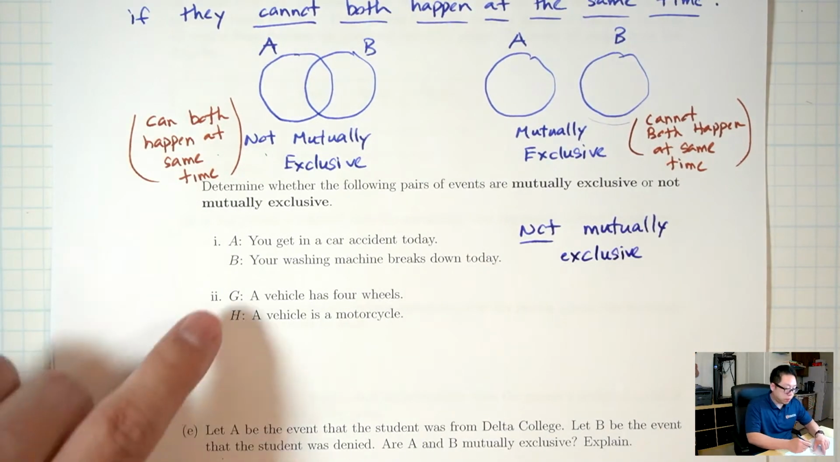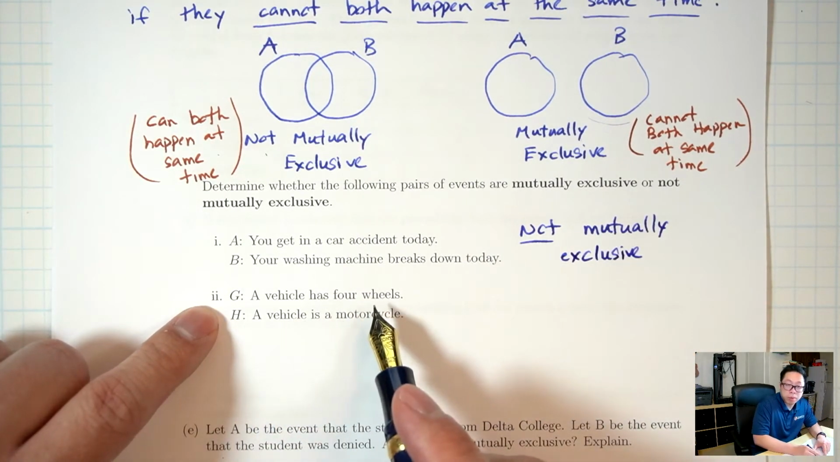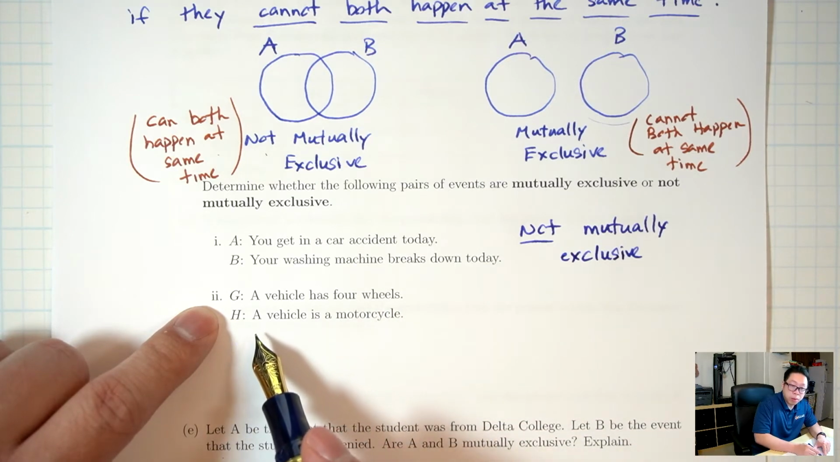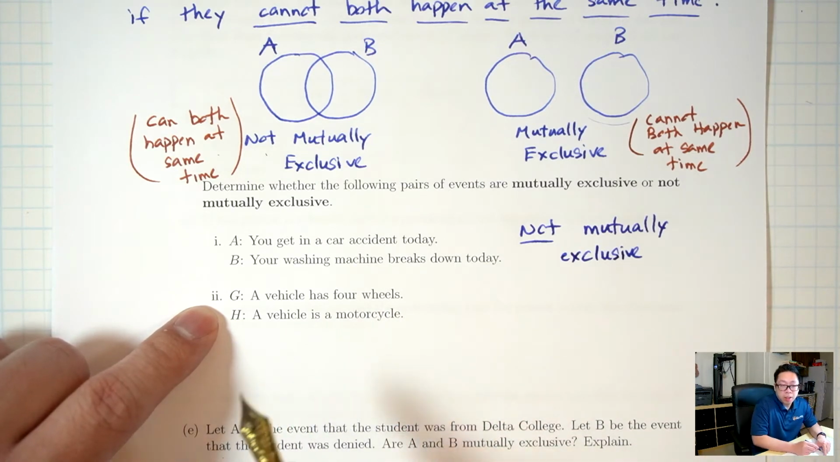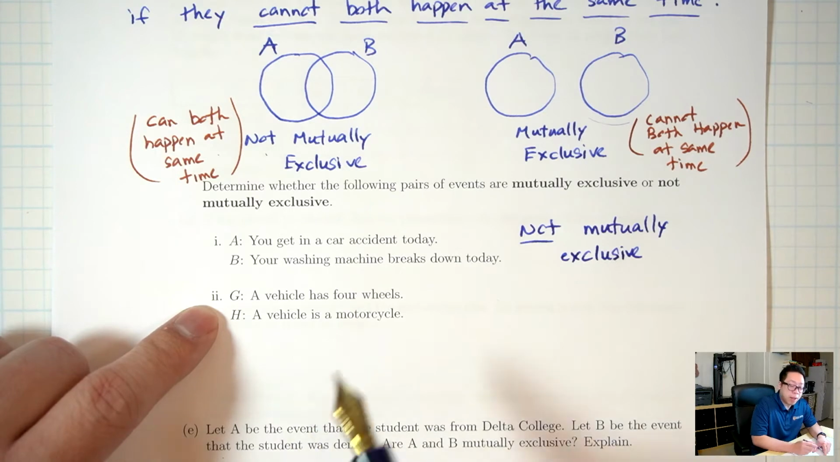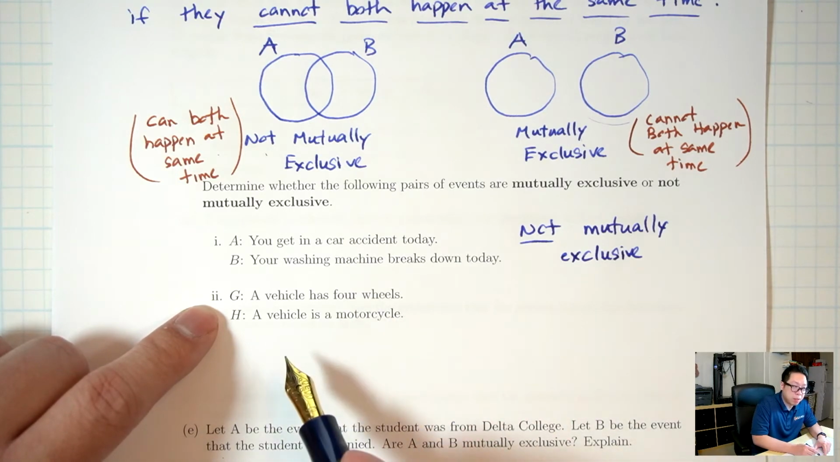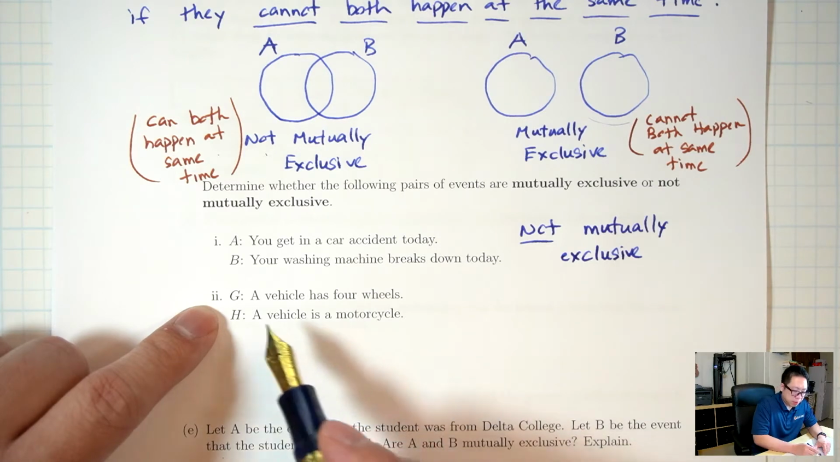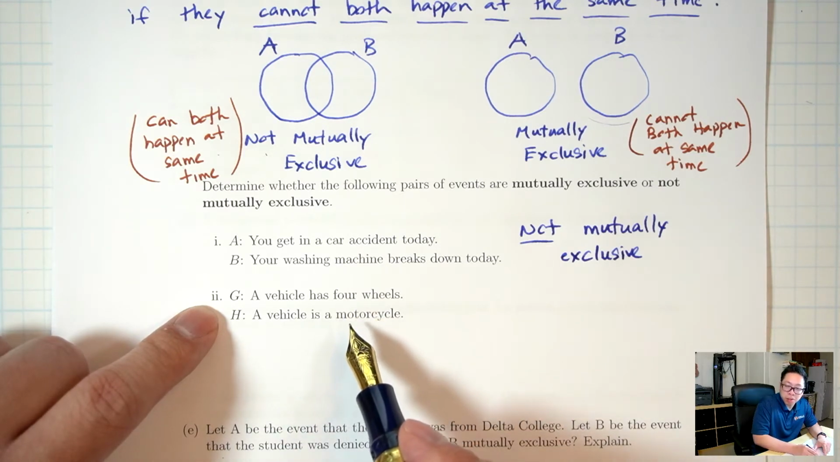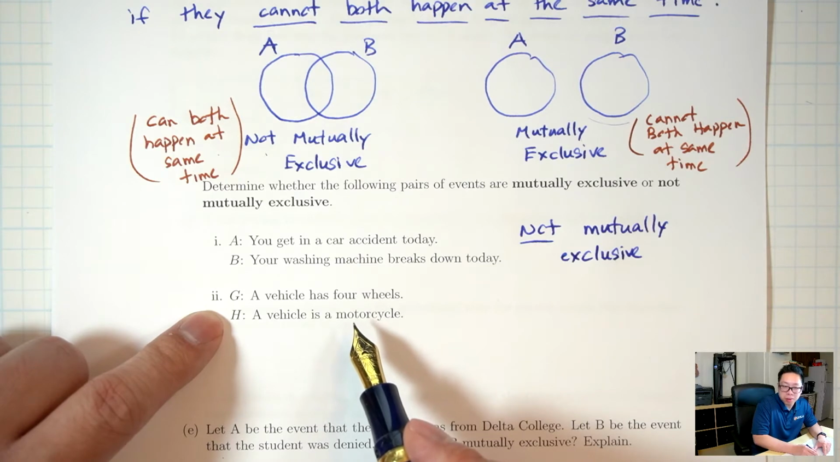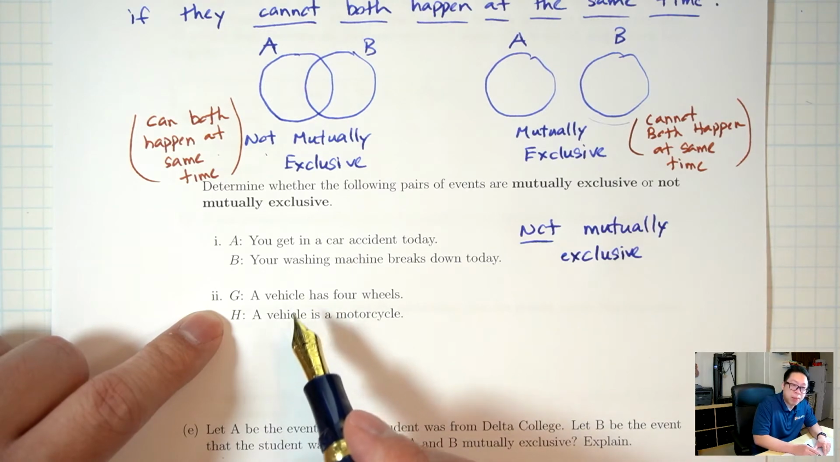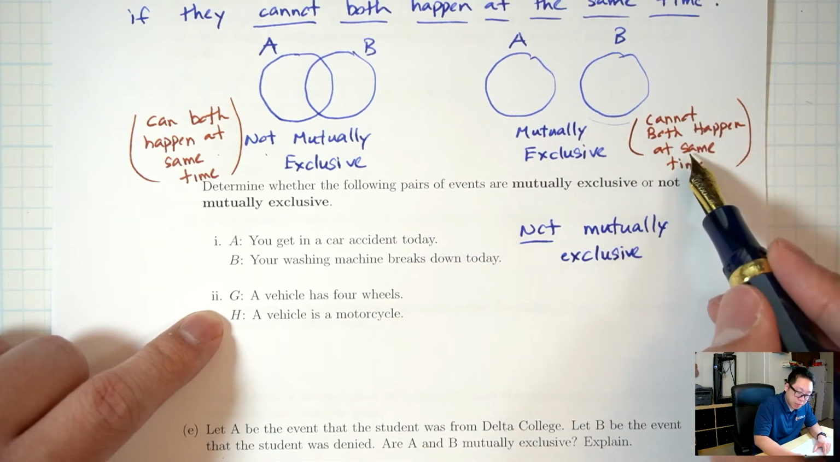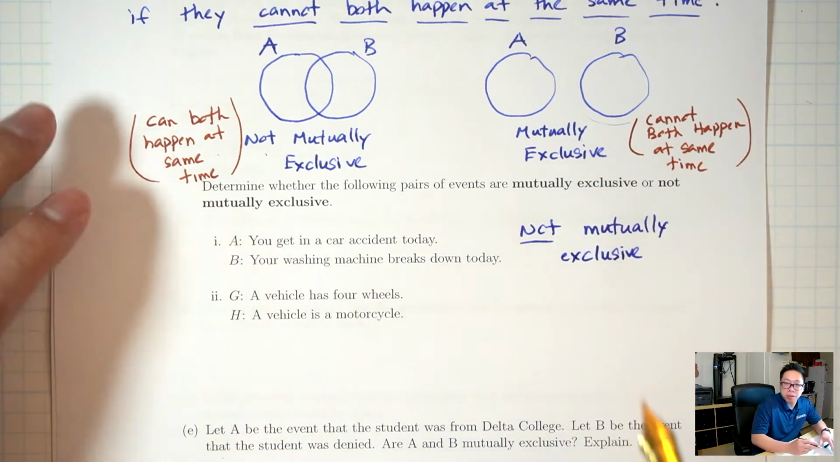Second example, a vehicle has four wheels. A vehicle is a motorcycle. Can you have a vehicle that both has four wheels and at the same time is a motorcycle? No. If a vehicle has four wheels, then it's definitely not a motorcycle, because a motorcycle has two wheels. So these can't both happen at the same time. If they cannot happen at the same time, then they're mutually exclusive.